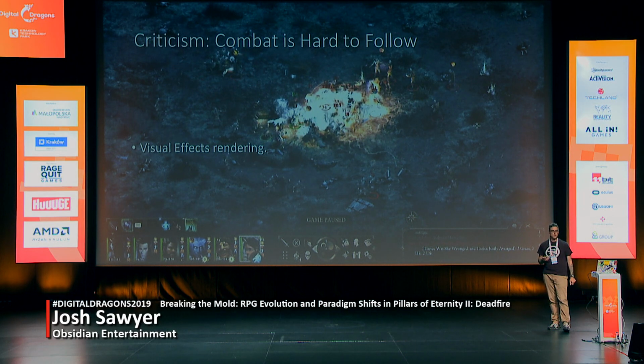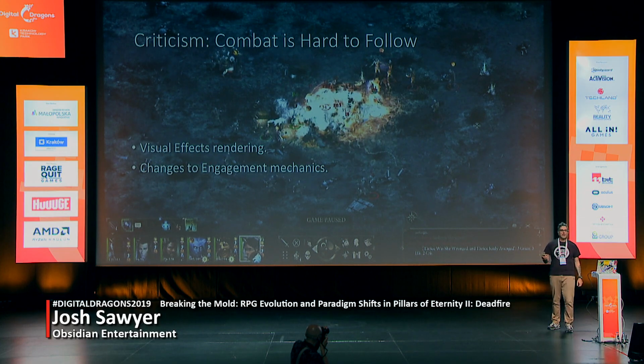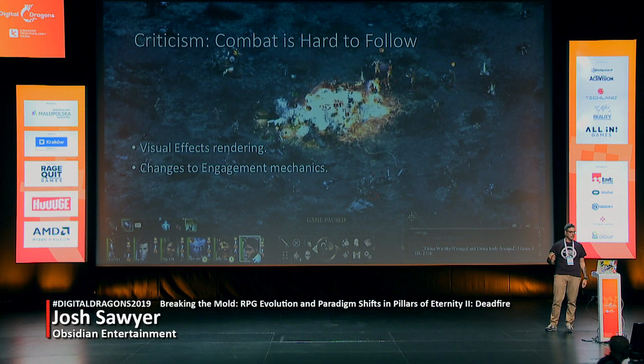One of the things that we approached was how we rendered visual effects. As you can see from the big mass of color in the middle of the screen, that's a couple of spells going off. What's going on under there? Who knows? That was an experience that a lot of people had playing Pillars of Eternity, where they would cast a spell, it would go off, and then they would say, like, I think someone's dying in there, but I don't know. So we actually changed our rendering pipeline to reduce that visual noise, and it helped a great deal.